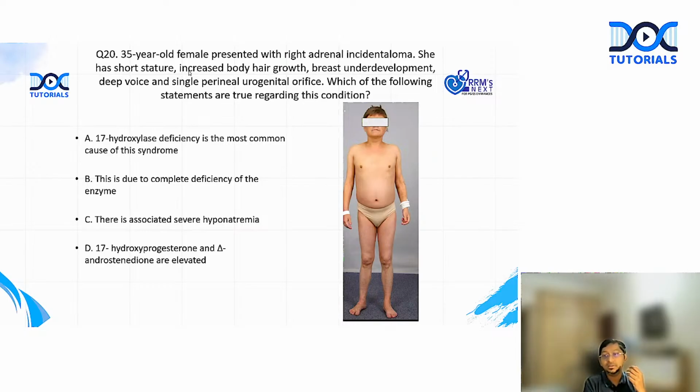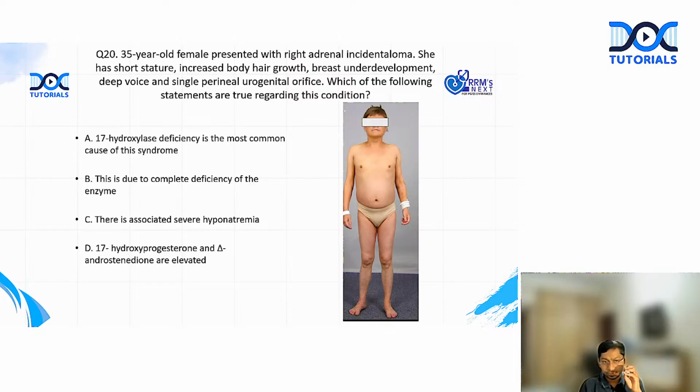So this is a classical clinical scenario where we are given a 35-year-old female patient with virilization. You can see these developmental anomalies and anomalies in the genitalia, short stature. So all this fits into some sort of adrenal hyperplasia or adrenal dysplasia. So this is a classical example of a CAH or a congenital adrenal hyperplasia.